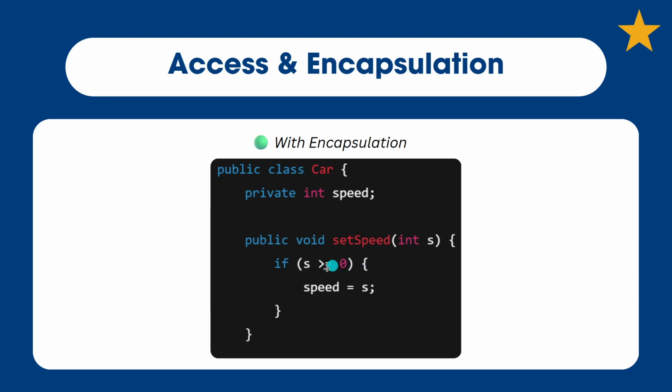So with encapsulation, if you want to set the speed, for example, it's better by using the getters and setters.